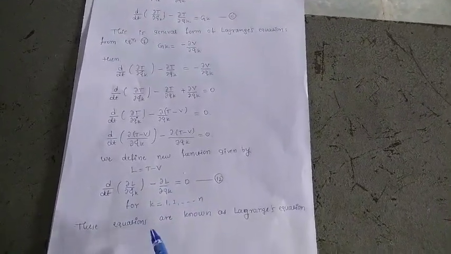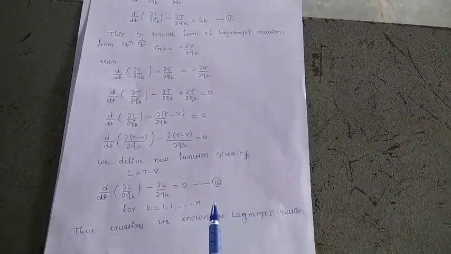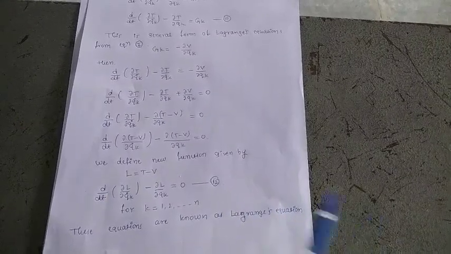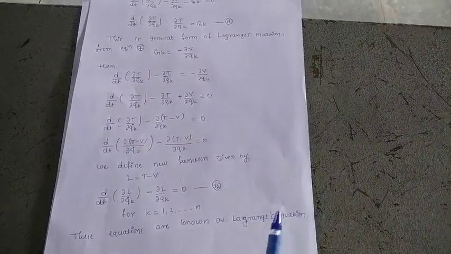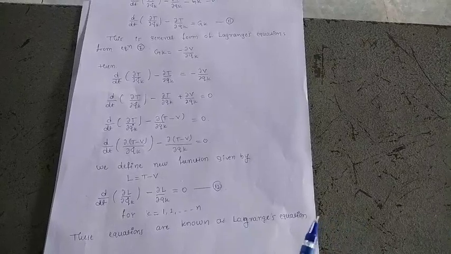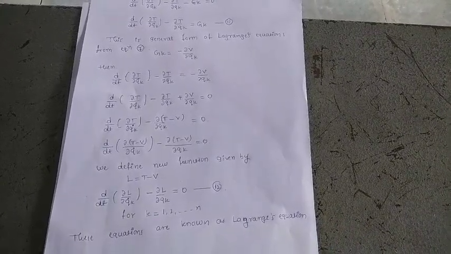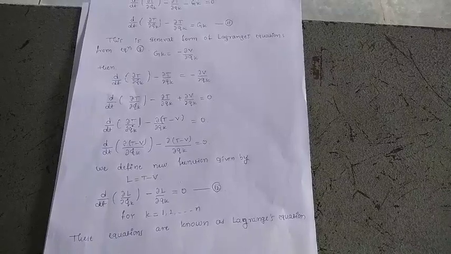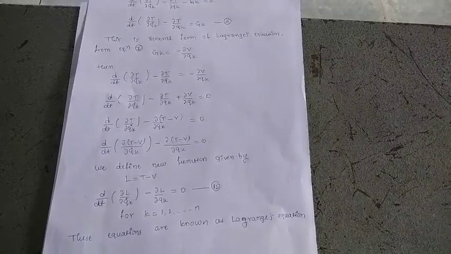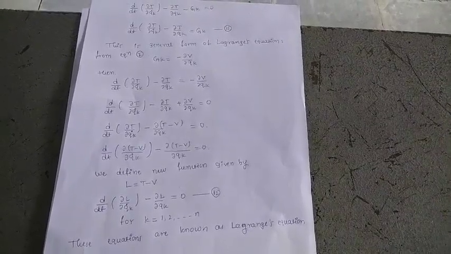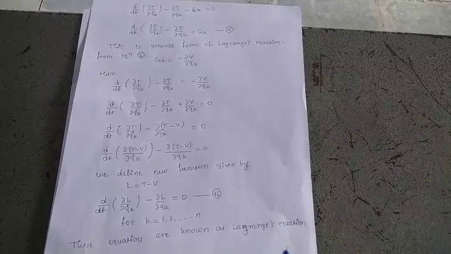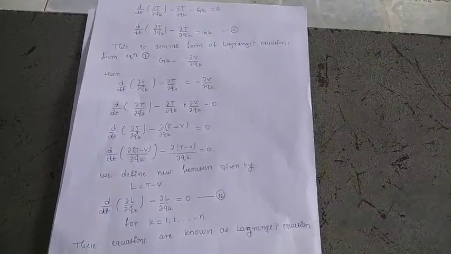This is about the derivation of Lagrange's equation from D'Alembert's principle. In this class, we studied the statement and explanation of D'Alembert's principle, that is for 5 marks, and the derivation of Lagrange's equations of motion from D'Alembert's principle, that is important for 10 marks. In this topic, these two concepts are very important.